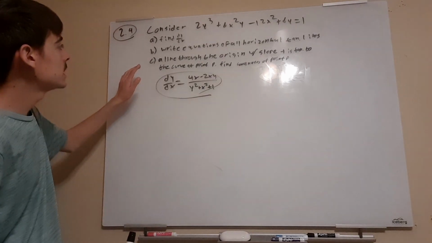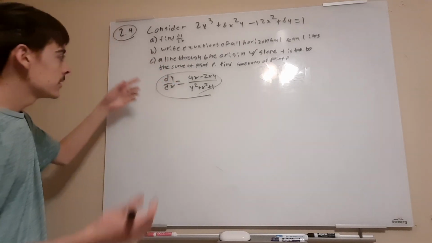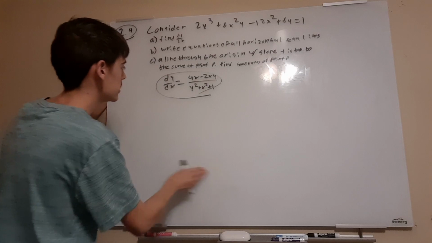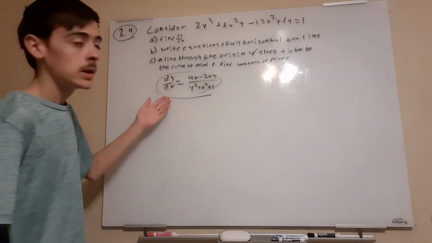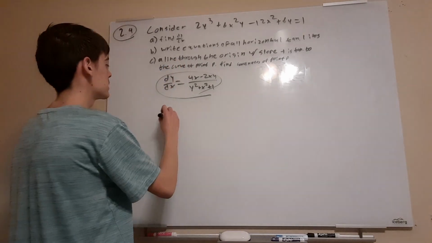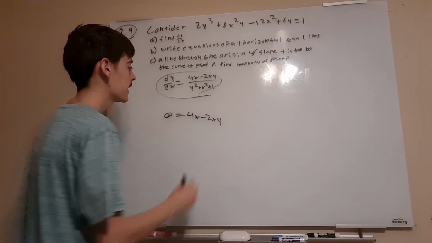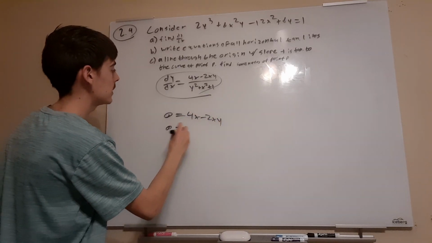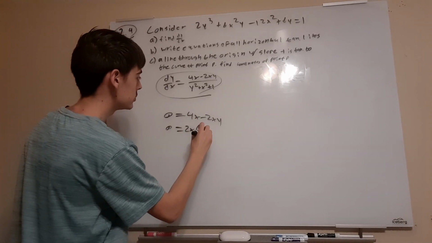Part B wants us to write equations of all the horizontal tangent lines. So remember, as we learned before, horizontal tangent lines are going to be when the slope equals 0, also meaning the derivative equals 0. And remember, all we care about is the numerator of the derivative equals 0. So that's going to mean 0 equals 4x minus 2xy. What we can do here is factor out a 2x. So 0 equals 2x multiplied by 2 minus y.